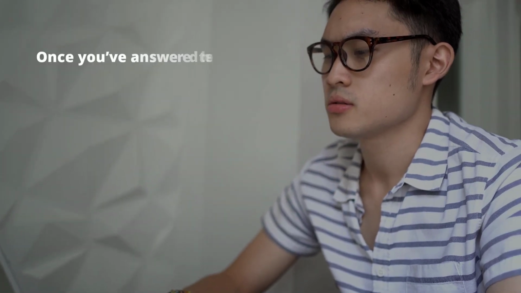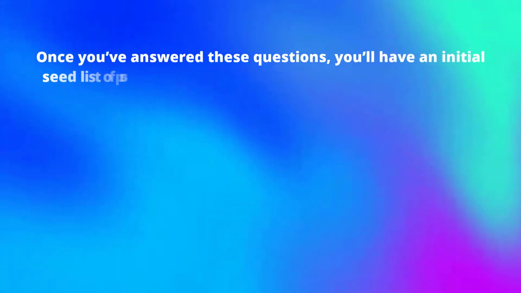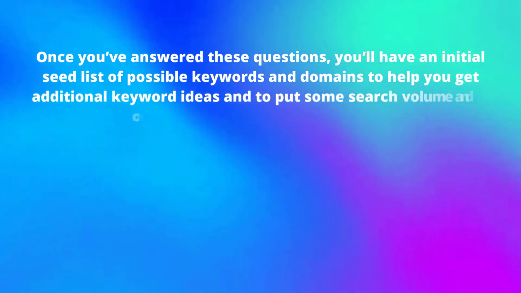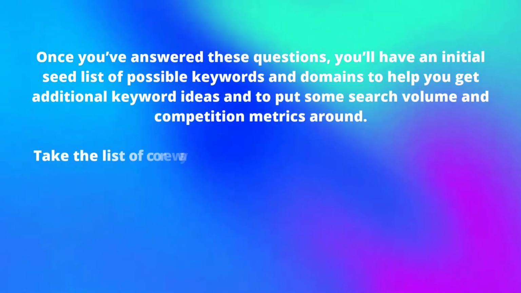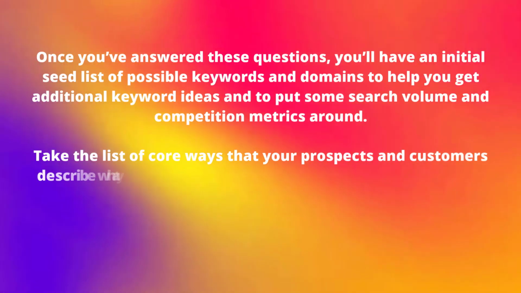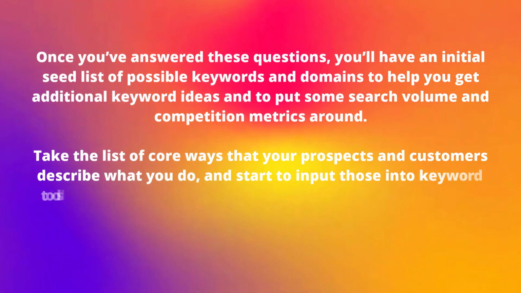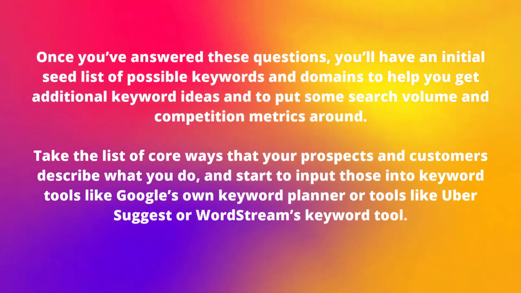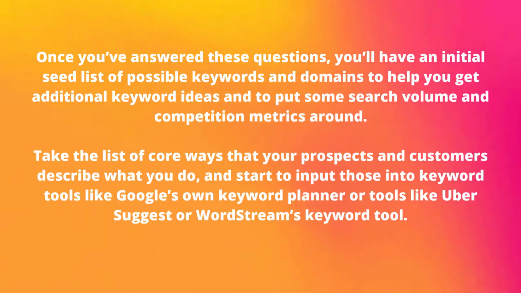Once you've answered these questions, you'll have an initial seed list of possible keywords and domains to help you get additional keyword ideas and to put some search volume and competition metrics around. Take the list of core ways that your prospects and customers describe what you do and start to input those into keyword tools like Google's own keyword planner or tools like Ubersuggest or WordStream's keyword tool.